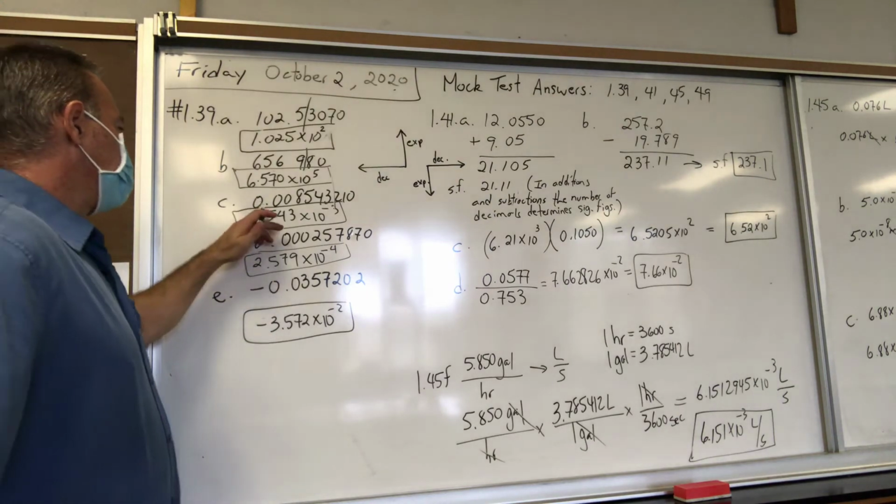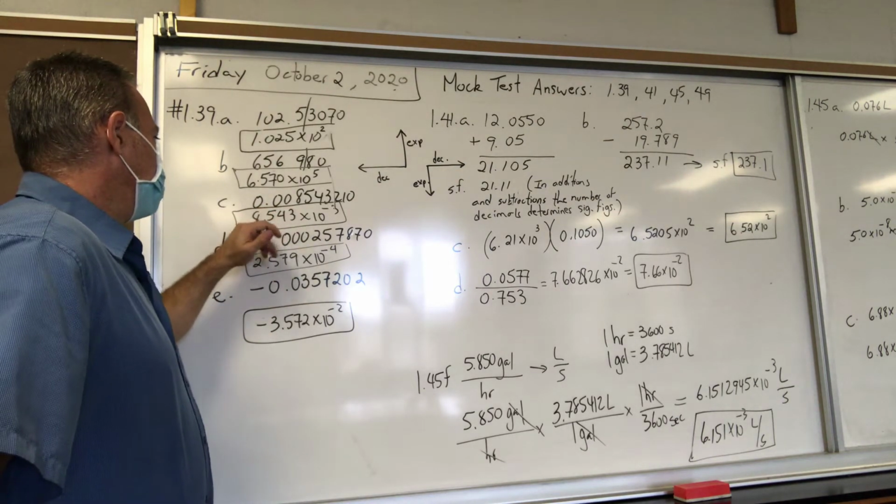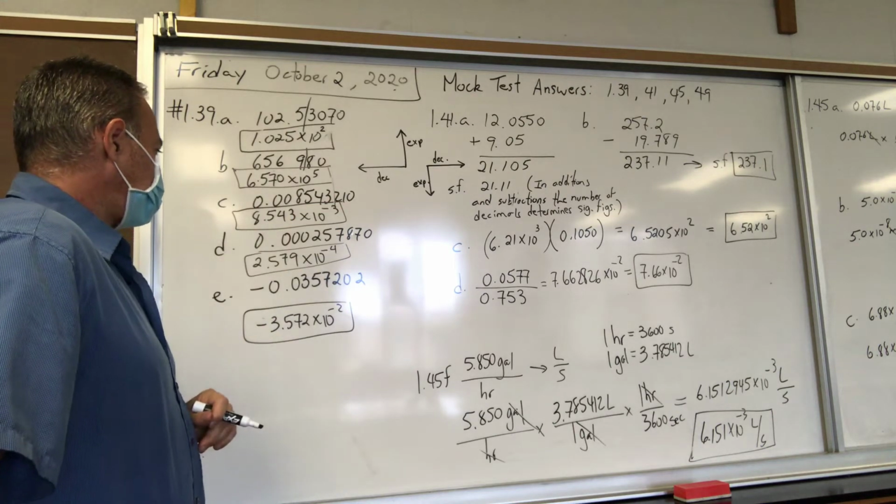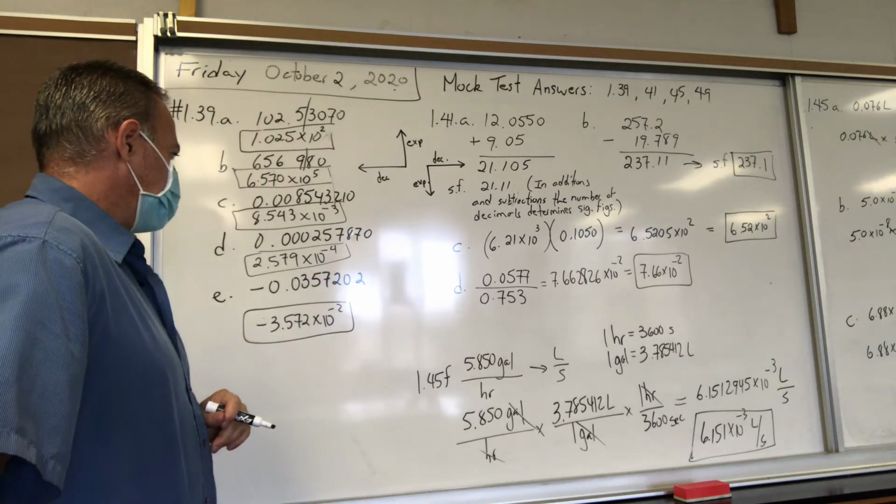So it remains at 3. And because we move the decimal to between the 8 and the 5, we get 3 jumps, and so it's to the power of minus 3. 8.543 times 10 to the negative 3.